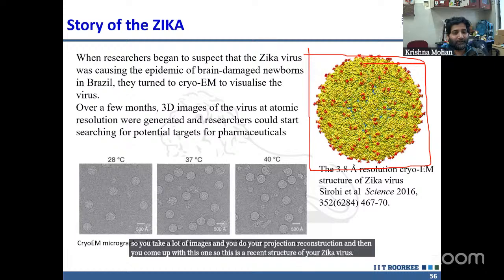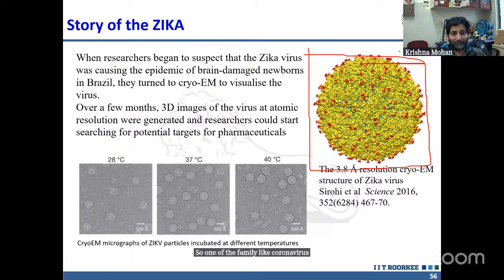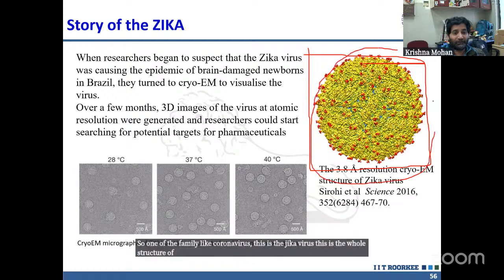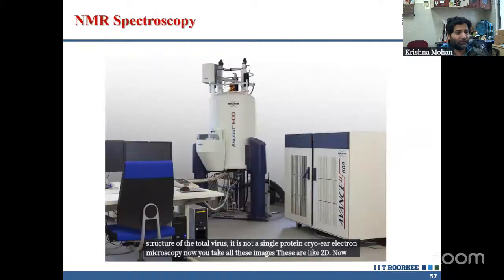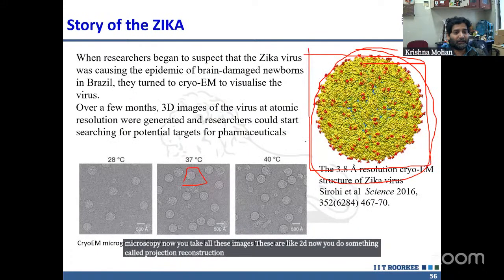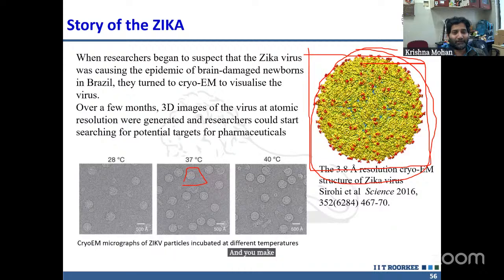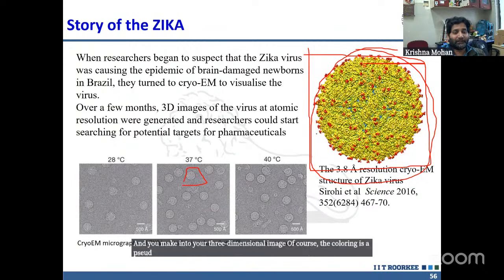It is from a family like coronavirus; this is the Zika virus. This is the whole structure of the total virus. It is not a single protein. So in cryo-electron microscopy, you take all these images, which are 2D. Now you do projection reconstruction and make them into a 3-dimensional image. Of course, the coloring is pseudo coloring. So you get these structures.